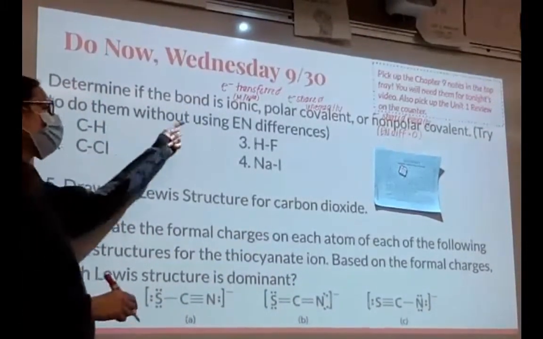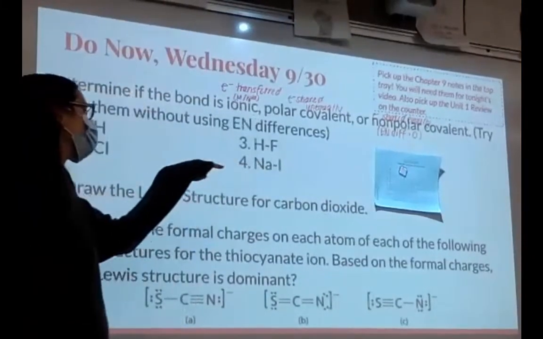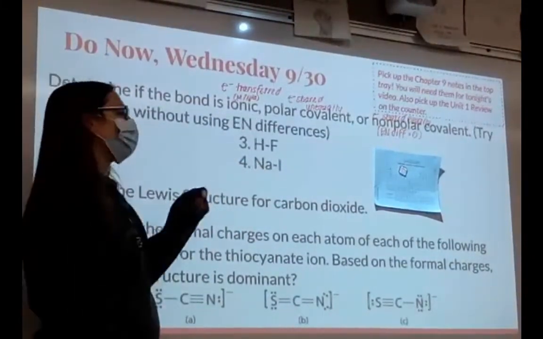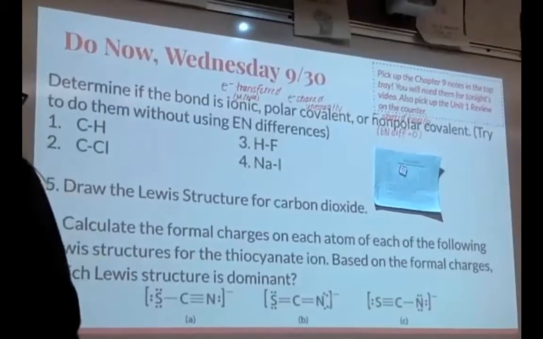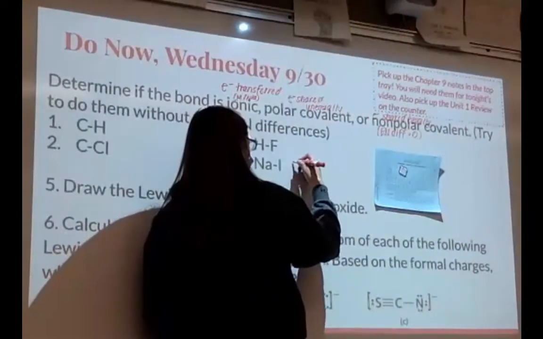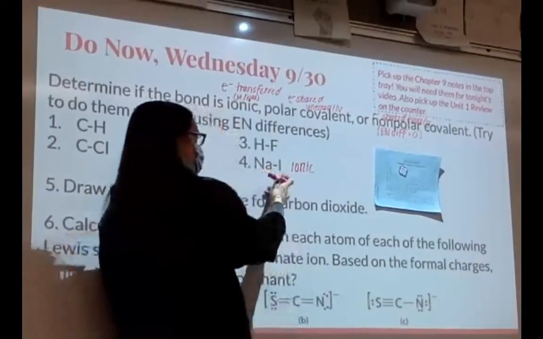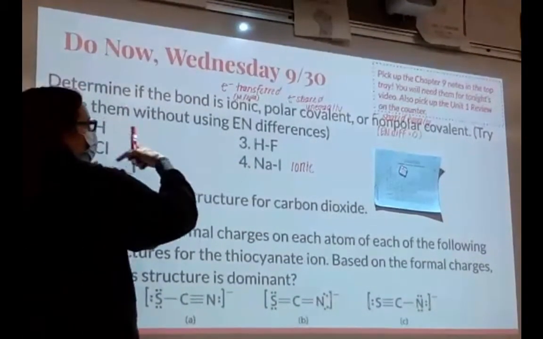So for numbers 1 through 4, we'll start by identifying ionic. So in an ionic bond, we should have a metal and a nonmetal. So looking at numbers 1 through 4, there is one of them that is ionic. Which one is ionic? 1, 2, 3, or 4? Number 4. Number 4 is ionic because sodium is a metal, iodine is a nonmetal. So without even looking at electronegativity differences, we can tell that that's ionic. Then when we look at the rest of them, these are all covalent.